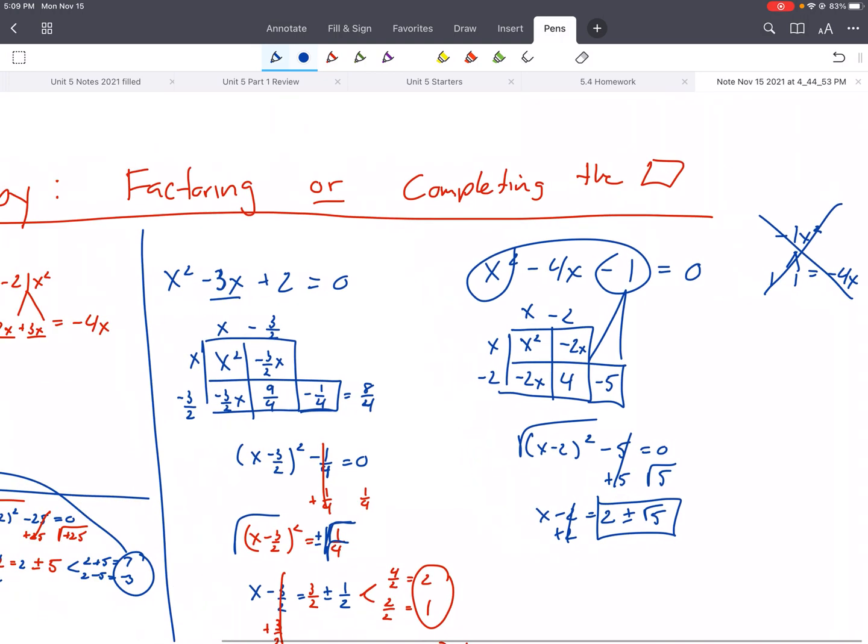And that's why we can't do factoring. At least, I mean, you could, but it'd be very difficult to come up with it. Like the two things that would make that work would be 2 plus, or I guess, plus the square root of 5 and 2 minus the square root of 5. So here is an example where you can only complete the square.